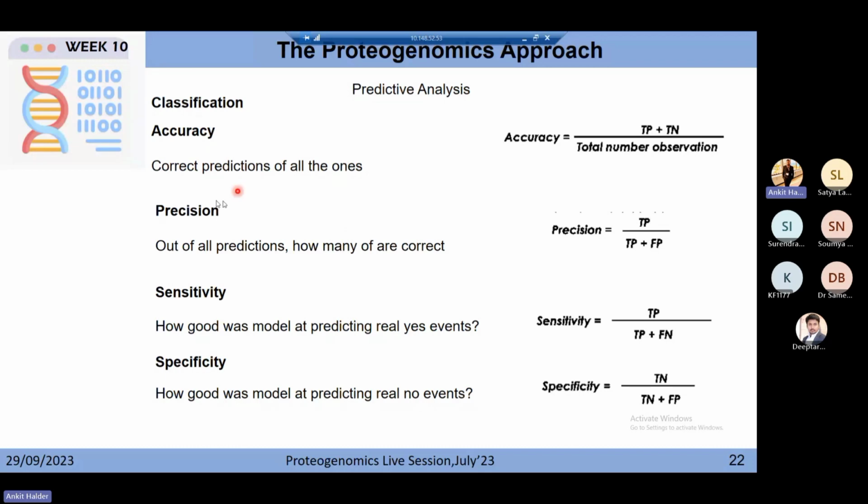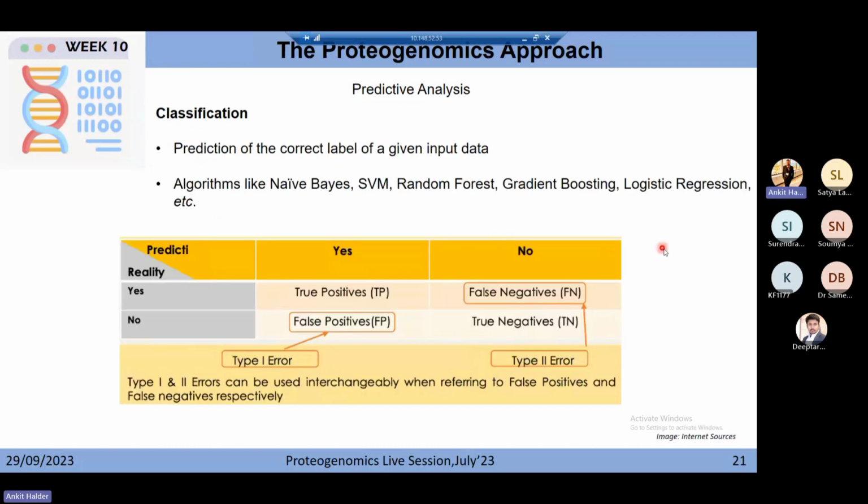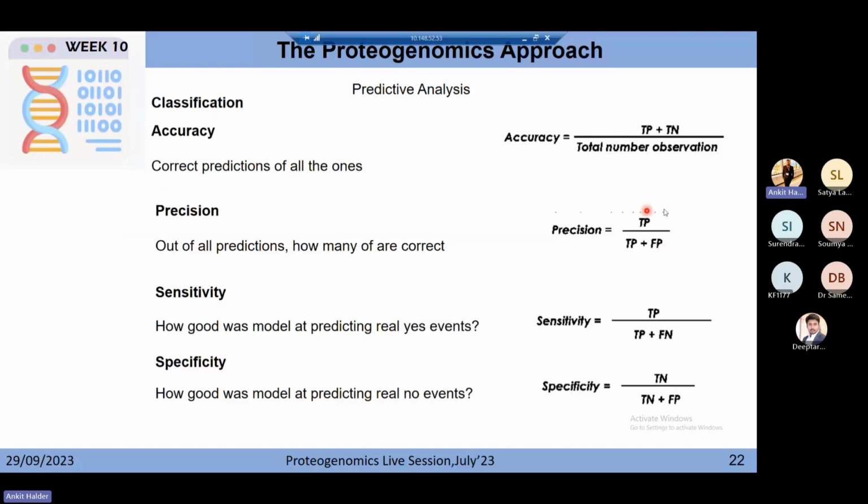One is your accuracy, which is the correct predictions of all the observations, so you can understand from this only the true positives and the true negatives. These are the two things that you are looking for your model to predict correctly and accurately. So the number of true positives and true negatives divided by your total number of observations will give your accuracy. But this is not the only parameter for how accurate or how good your classification is.